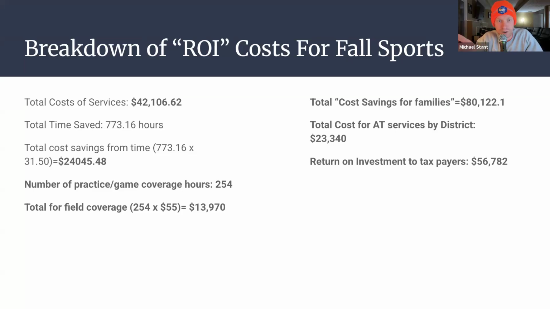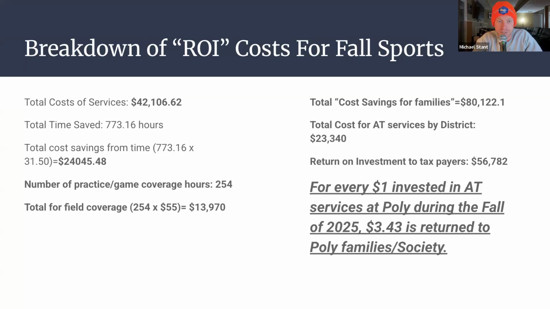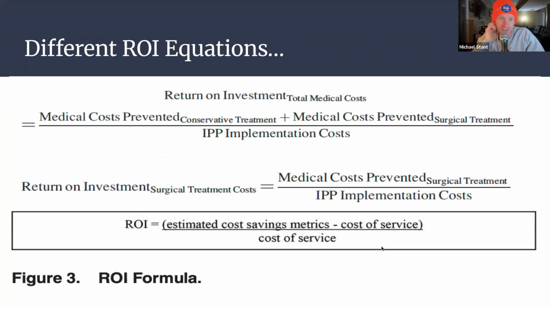You could call it whatever you want, taxpayer, societal. I call it return to families type of deal. And so essentially in the fall alone, for every $1 invested in AT services at Poly, it was a $3.43 return to Poly family and society.